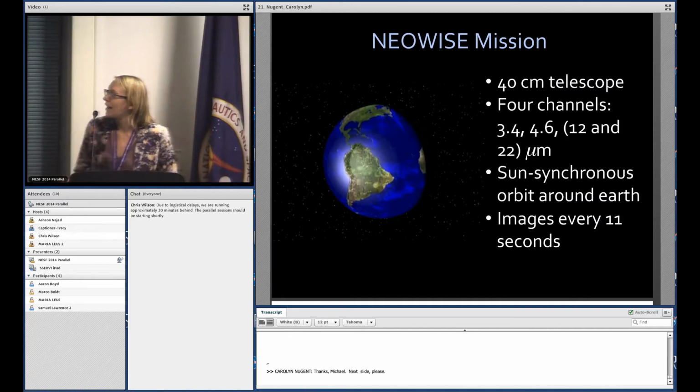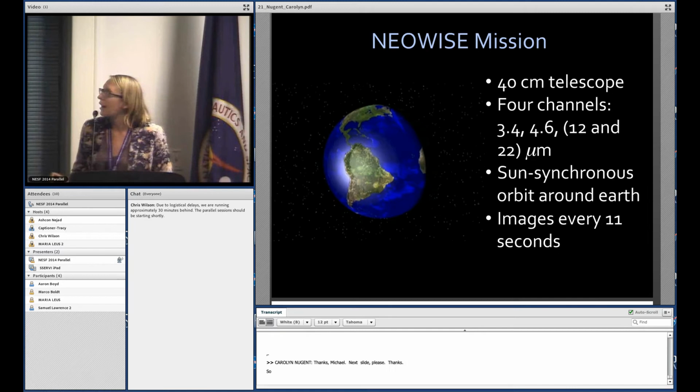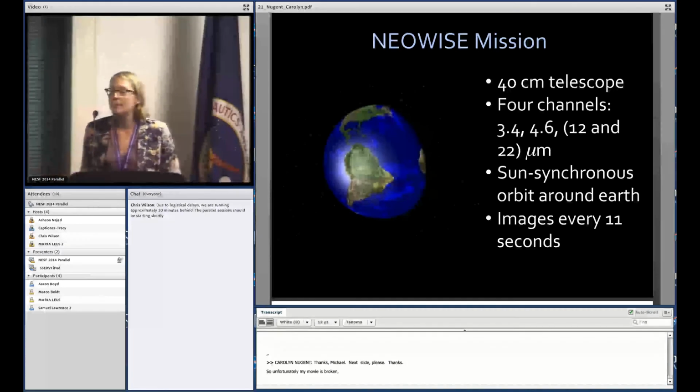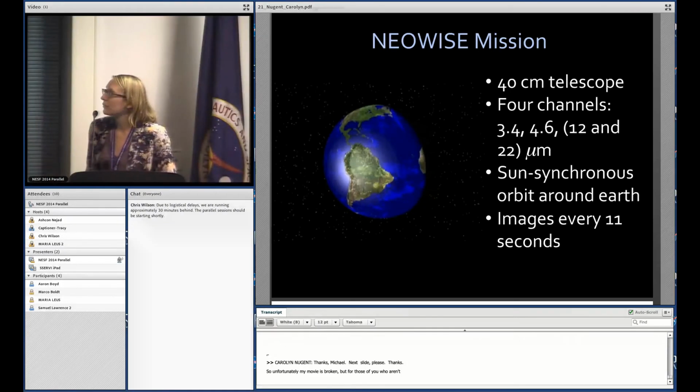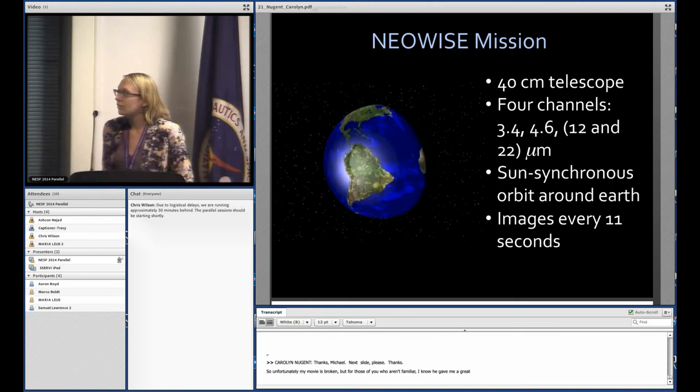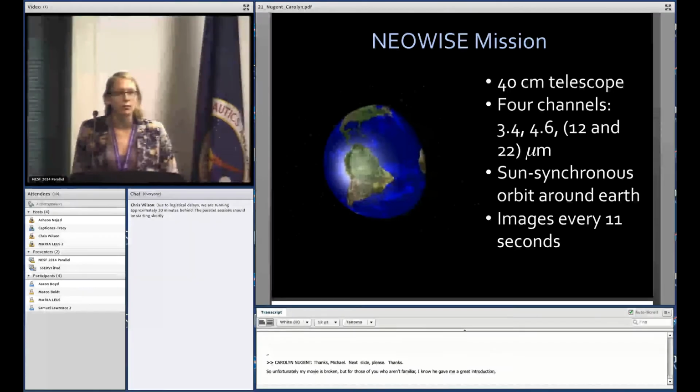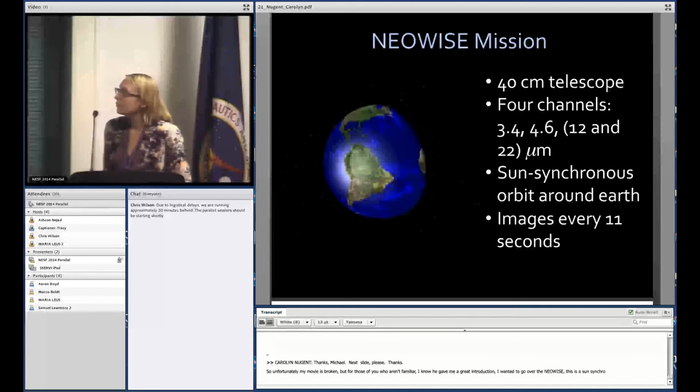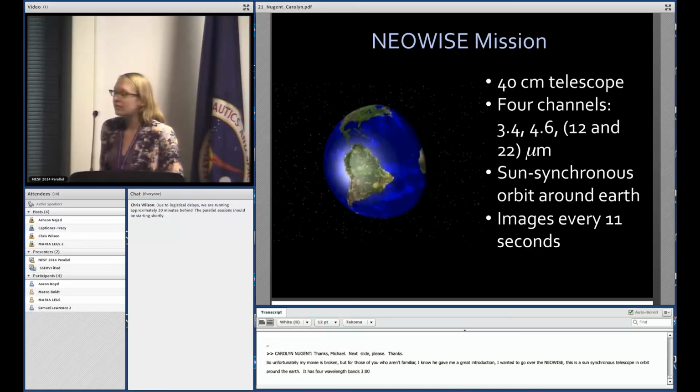Thanks. So unfortunately, my movie's broken. But for those of you who aren't familiar, I know Amy gave a great introduction, but very quickly I wanted to go over the Neowise mission. This is a sun-synchronous infrared telescope currently in orbit around the Earth. It uses a 40-centimeter telescope and has 4 wavelength bands. 3.4 and 4.6 microns have always been in use, and 12 and 22 microns are 2 bands that were in use when there was cryogen during the main part of the mission.